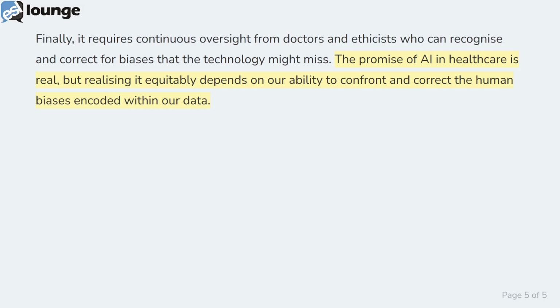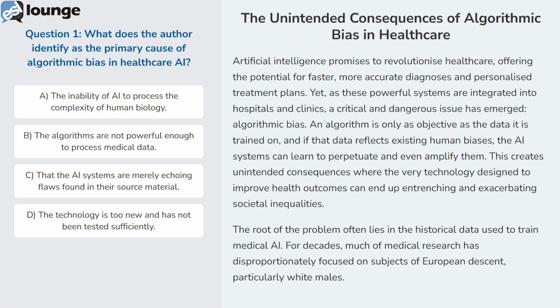Okay, time for a few questions to check your understanding. Question 1. What does the author identify as the primary cause of algorithmic bias in healthcare AI? A. The inability of AI to process the complexity of human biology. B. The algorithms are not powerful enough to process medical data. C. That the AI systems are merely echoing flaws found in their source material. D. The technology is too new and has not been tested sufficiently.